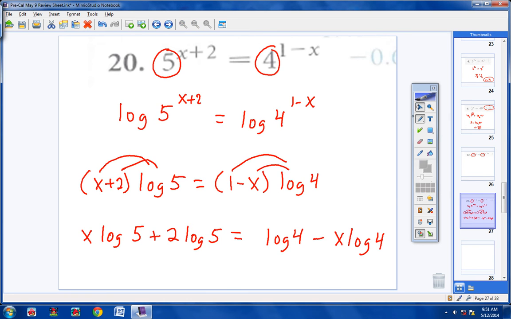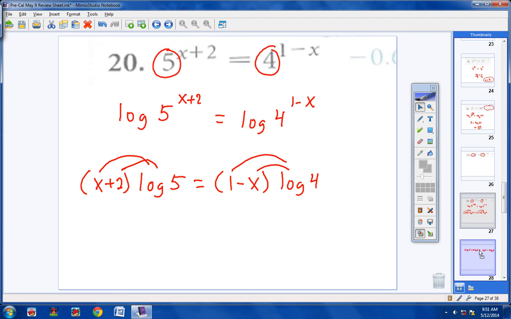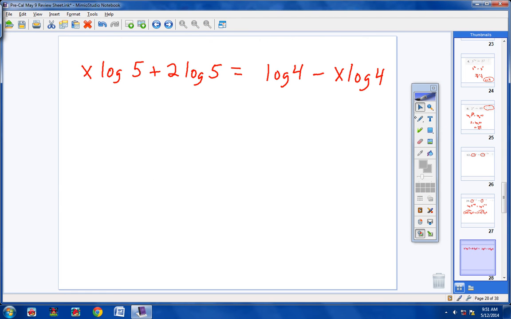Now, I need more room. Remember in the last problem, I did warn you guys about this, and hopefully you were listening. I told you any term that has an x in it, you got to get on the same side. Okay, so this term has an x in it. This term has an x in it. You got to get all your x terms on one side and all the other terms on the other side.